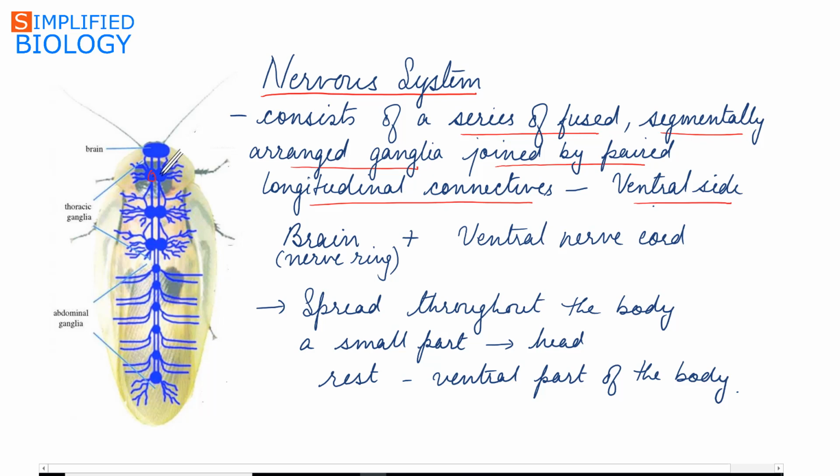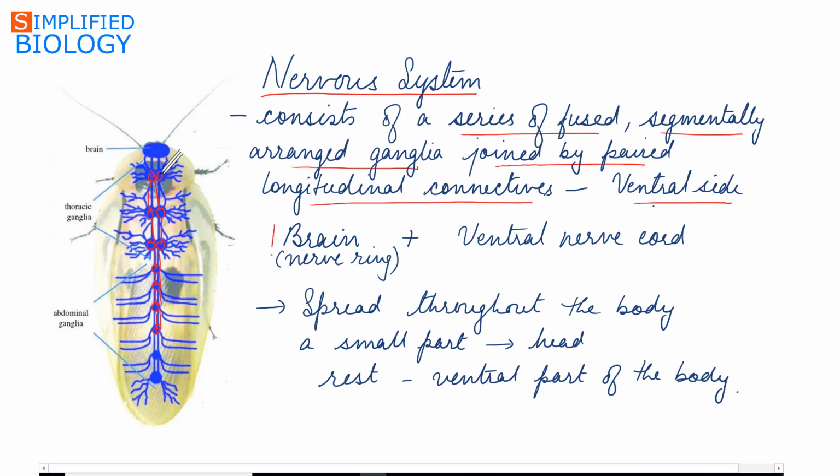Now these are the ganglia present in the different segments of cockroach. They are fused to each other and are joined by longitudinal connectives. These are the longitudinal connectives.